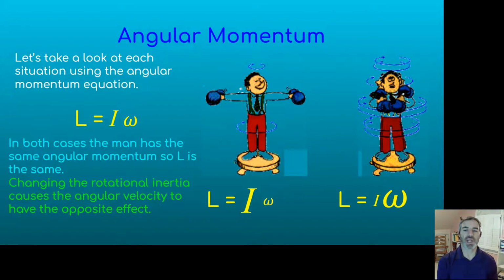So the rotational inertia decreases, which means that the angular velocity is going to have the opposite effect, as they are inversely related to each other. So the angular velocity increases if rotational inertia decreases, and vice versa, if there's no net torque applied to the system, such as the situation we have with the man rotating.